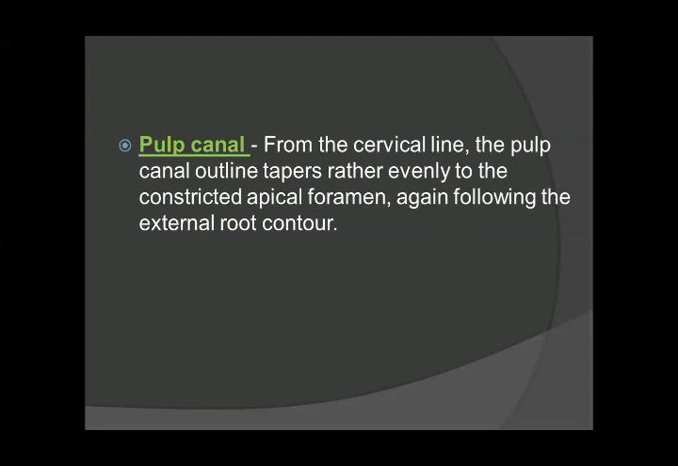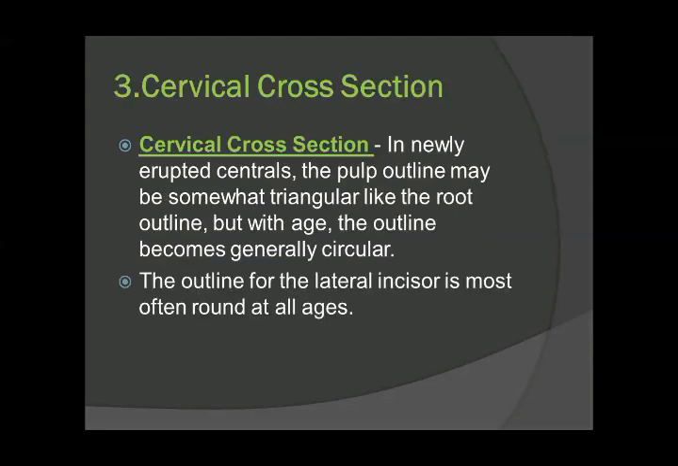Pulp canals from the cervical line: the pulp canal outline tapers rather evenly to the constricted apical foramen, again following the external root contour. That is the cervical cross section. In newly erupted centrals, the pulp outline may be somewhat triangular, like the root outline, but with age, the outline becomes generally circular. The outline for the lateral incisor is round at all edges.